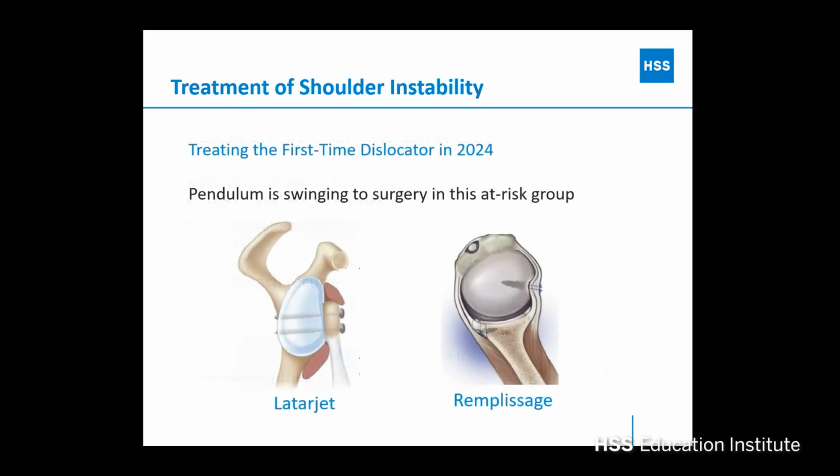And so for those reasons, the pendulum really has swung more towards being more aggressive with surgery in this at-risk group. We have a lot of tools that we won't get into in this webinar, such as a Latarjet, remplissage, a lot of new surgical developments that we can implement to help make those surgeries more successful. And what we find is treating these patients earlier may prevent longer-term issues or recurrent dislocations.